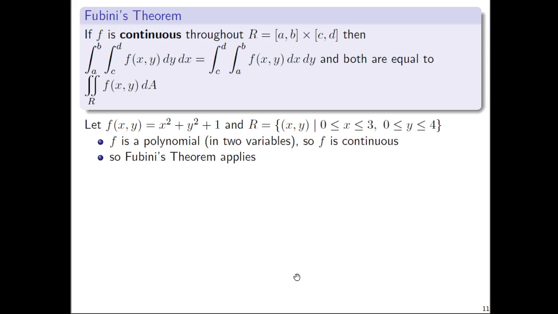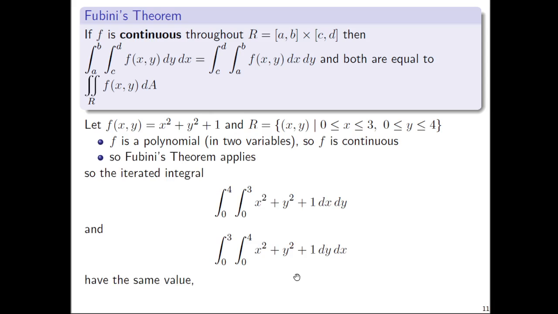So Fubini's theorem applies, meaning that if you look at the integral from 0 to 4 of the integral from 0 to 3 of f(x, y) dx dy, and you look at the integral from 0 to 3 of the integral from 0 to 4 of f(x, y) dy dx, notice the swap of both the differentials and the integral signs, then these should both have the same value, and both will equal what is more theoretically written as the double integral over the region.